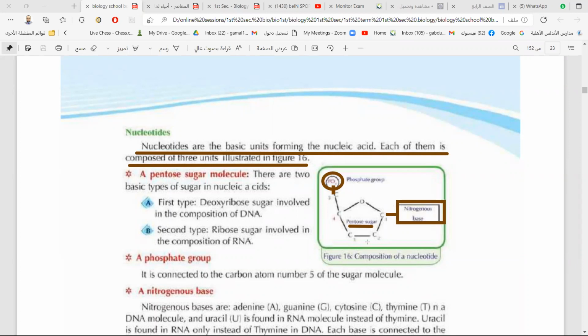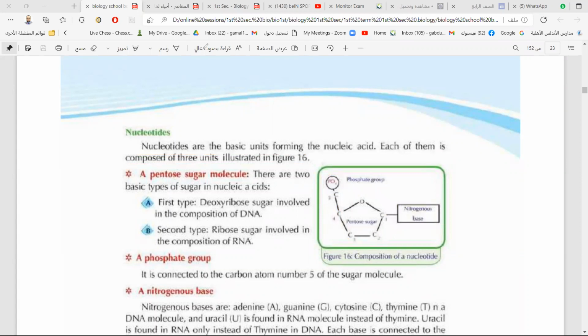Pentose sugar, in RNA is called ribose, but in DNA is called deoxyribose. Right. This is part number 1, which is a pentose sugar. Part number 2 is called the phosphate group. Join it to carbon atom number 5. Part number 3 is called a nitrogenous base, which is joined to carbon atom number 1. This is the structure of a nucleotide.